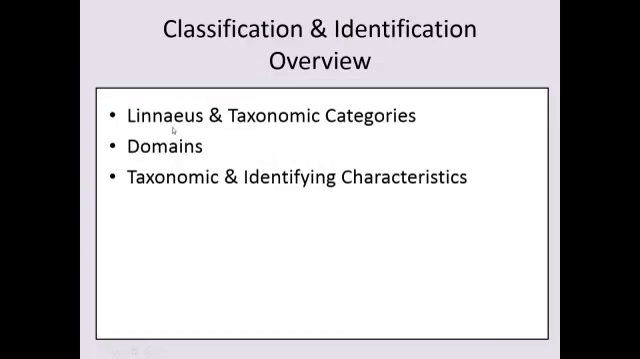We're going to talk about Linnaeus and taxonomic categories. We're going to talk about domains, then taxonomic and identifying characteristics.